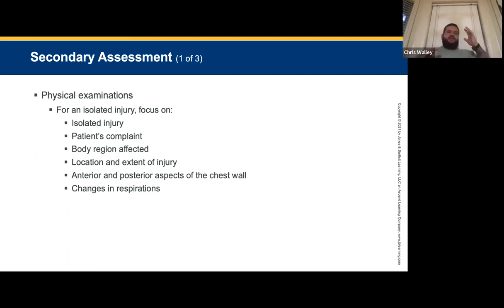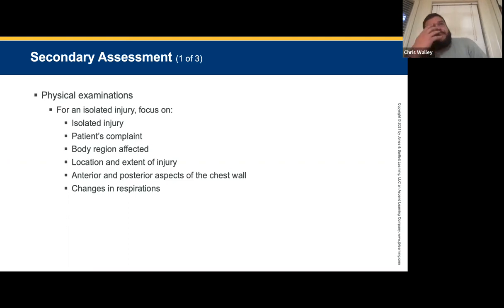I want to check the anterior and posterior of the chest. Now, granted, I can't stick my hands in their body and feel the inside of the chest and check it posterior. But I want to make sure to check their chest wall, and I need to check their back. Listen to them breathe, put your stethoscope on, do an assessment.